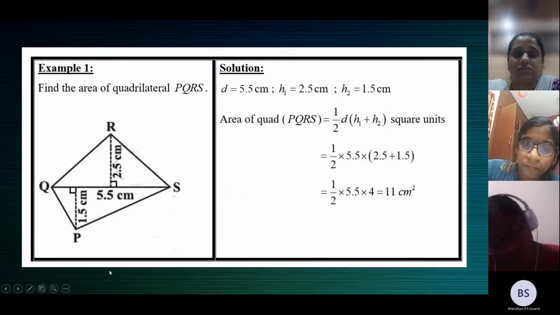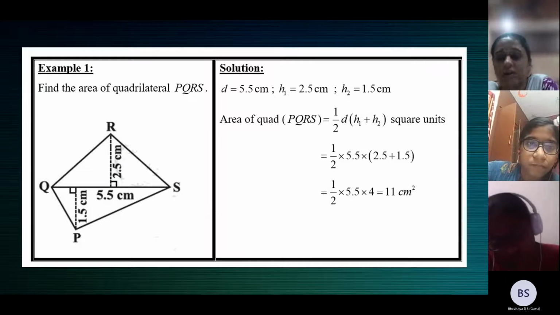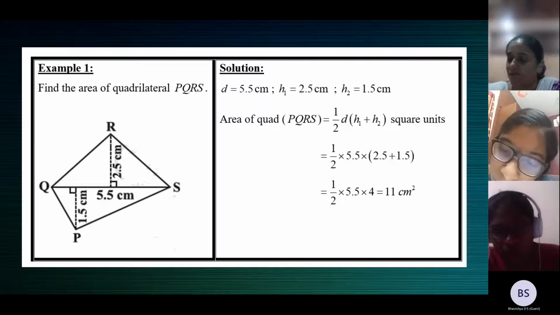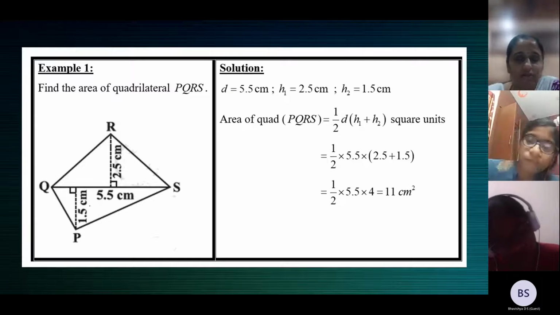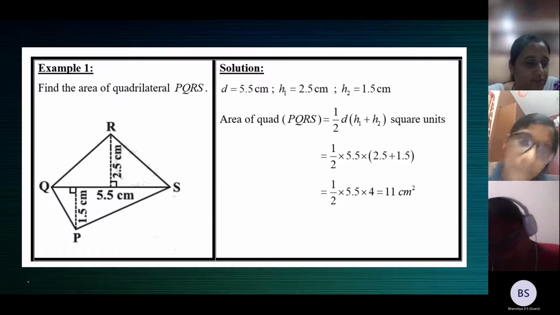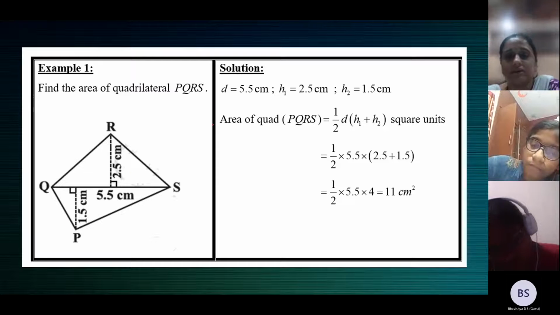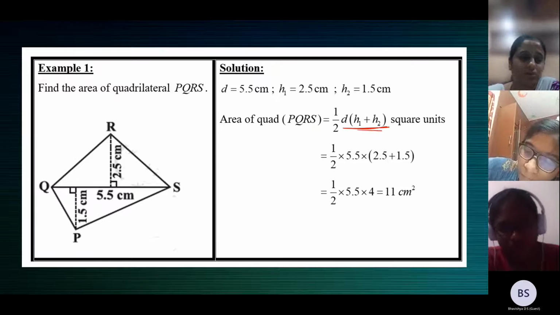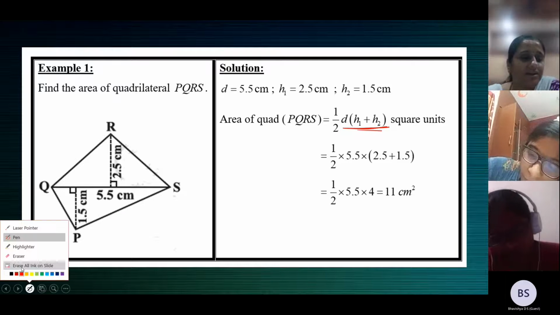Now see here, this is the formula to find the area of a quadrilateral: half D into H1 plus H2. Area of quadrilateral PQRS is equal to half D into H1 plus H2. Now what is D? D is the diagonal.